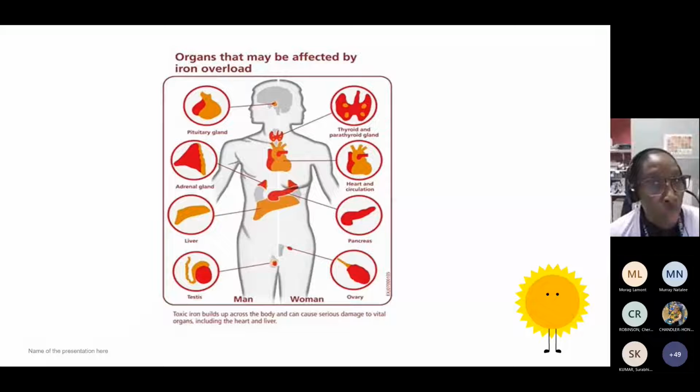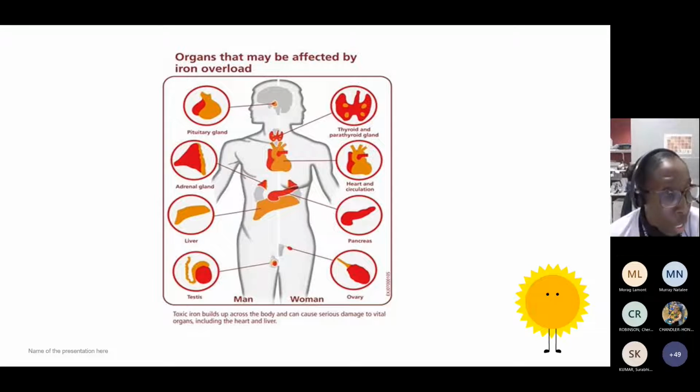So if the iron is not removed from the body, you see it's stored in all these organs: the pituitary gland, the thyroid and parathyroid gland, the heart, the adrenal gland, the liver, testes for men, ovaries for women, and also the pancreas. They're the ones that we often talk about in thalassemia, like the liver and the heart, because we know that's where it's stored mostly.